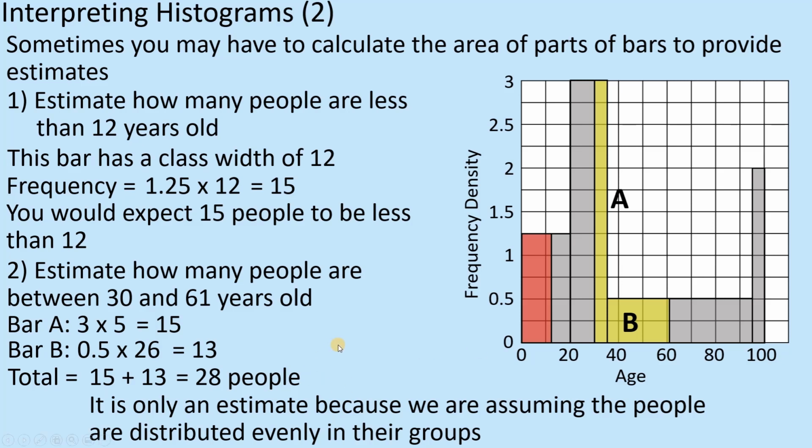It's only an estimate because we're assuming that the people are distributed evenly in the groups, and of course we don't know that for certain. Hence it's an estimate. Okay, I hope that helps. So just remember the key part of any histogram or frequency density chart or graph like this is that the frequency is the area. I can't stress it more than that: the frequency is the area. So take that away.